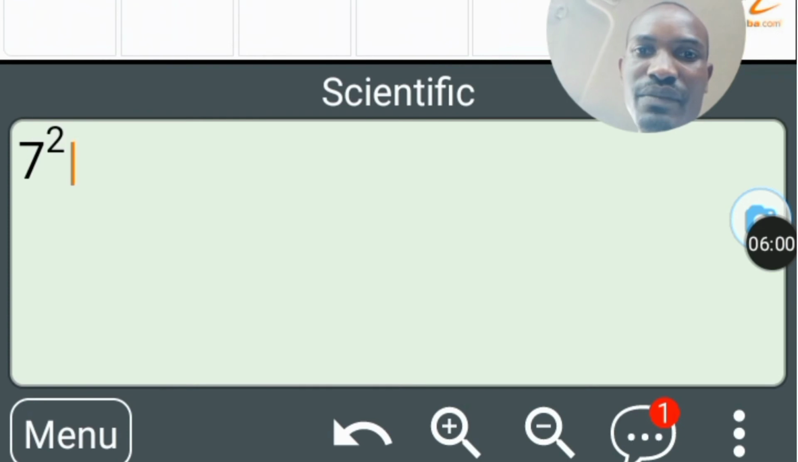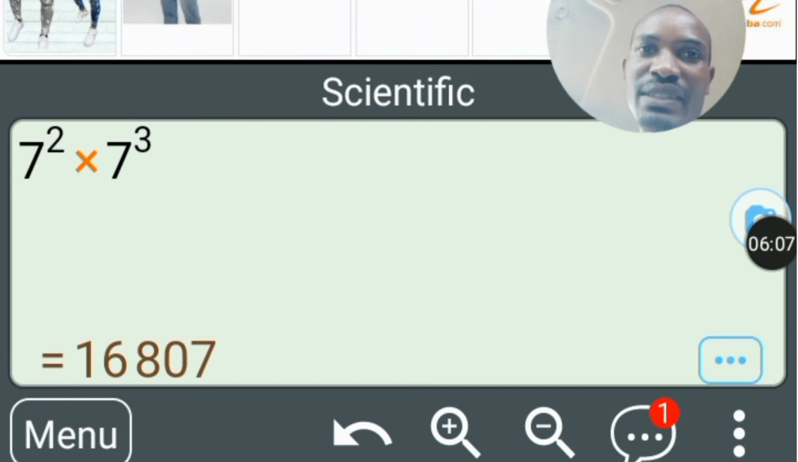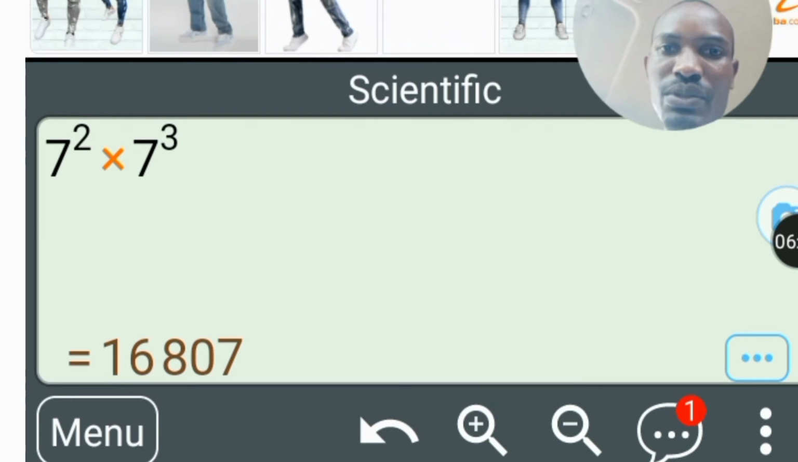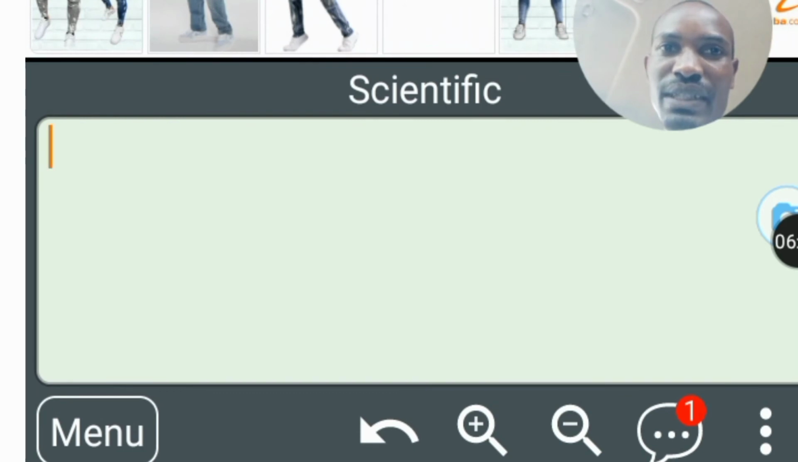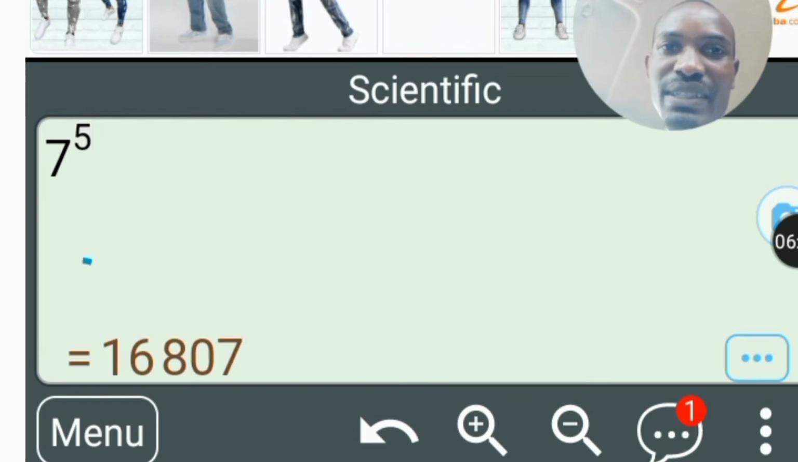What about 7 squared multiplied by 7 cubed? The answer is 16,807. What about if we punch in only 7 and then we add the indices together? 2 plus 3, which is 5, and then 7 to power 5. The answer is, wow, 16,807. The answer is the same. You can see that this mathematician was very, very clever.